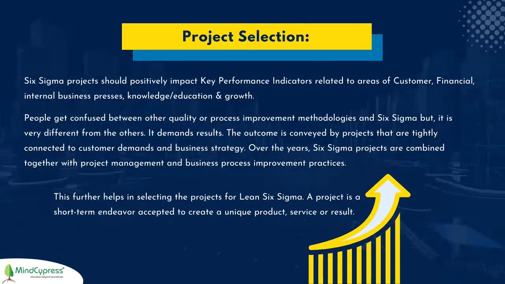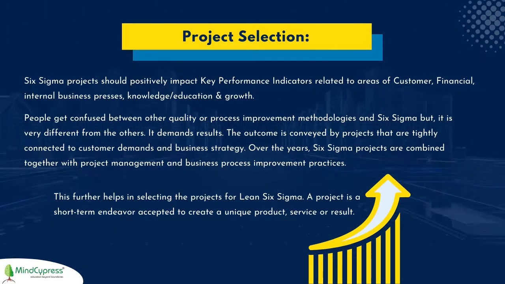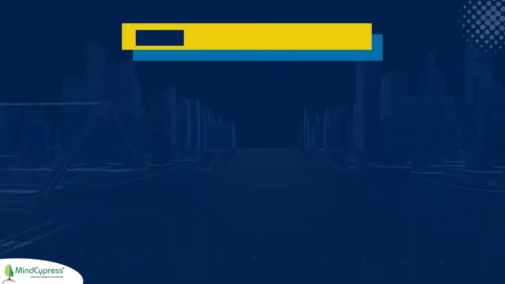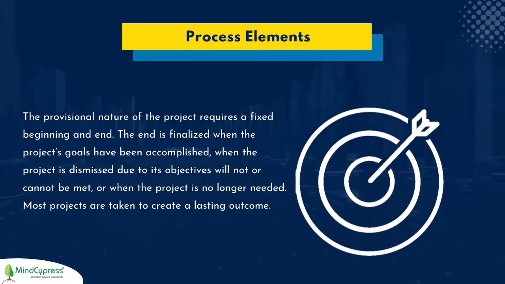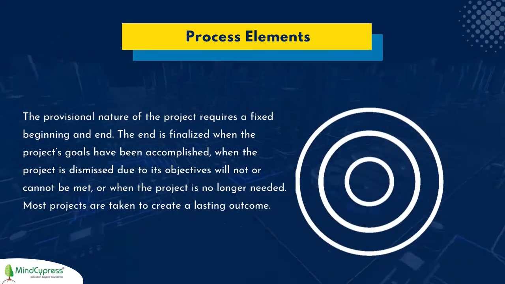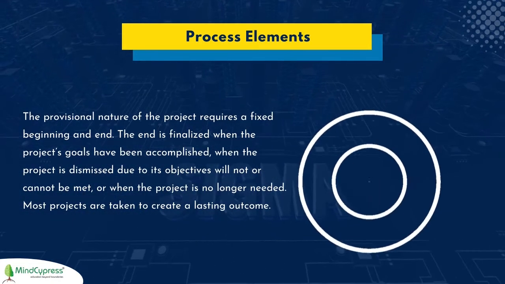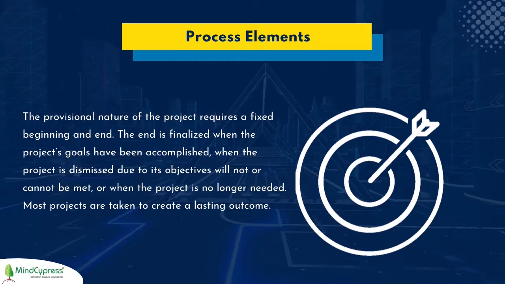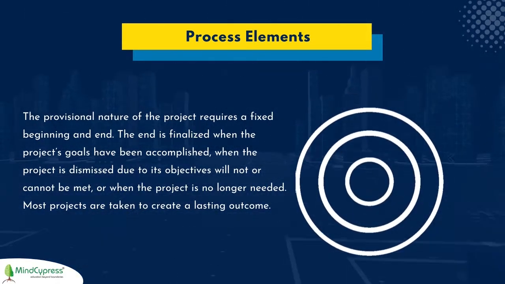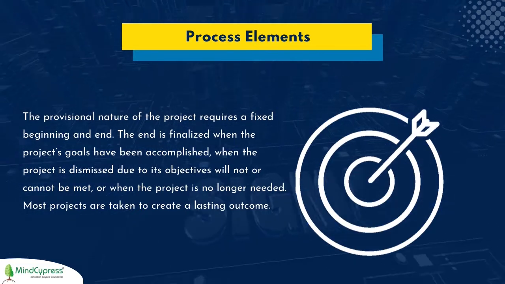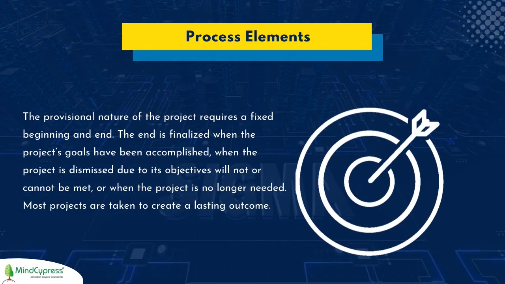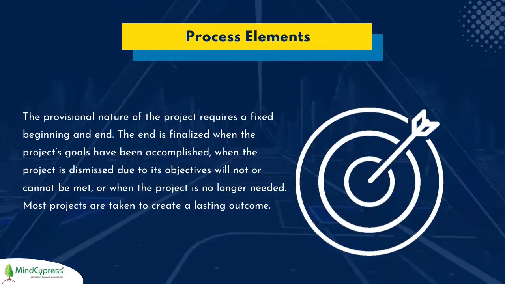A project is a short-term endeavor accepted to create a unique product, service, or result. Process elements. The provisional nature of the project requires a fixed beginning and end. The end is finalized when the project's goals have been accomplished, when the project is dismissed because its objectives will not or cannot be met, or when the project is no longer needed. Most projects are taken to create a lasting outcome.